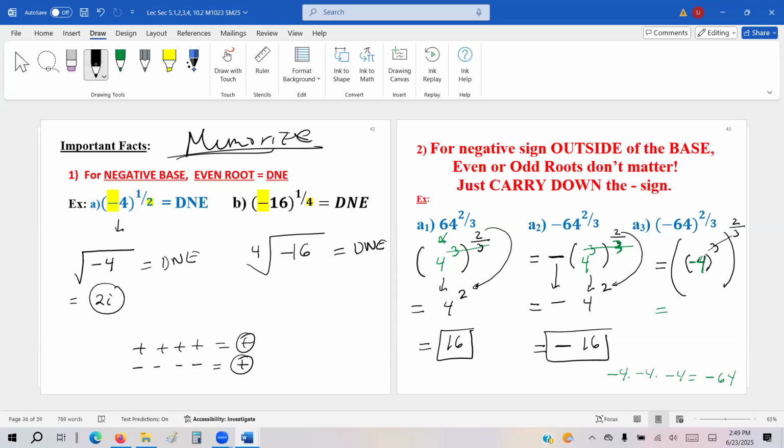We cancel the 3 with the 3. Now what is left on the denominator, on the base? What is left on the base? Negative 4. And what is left in the power? Square. So what's the answer this time? Positive 16.